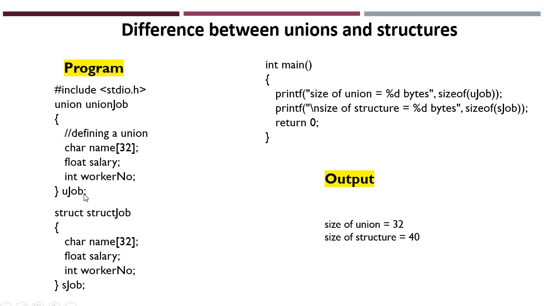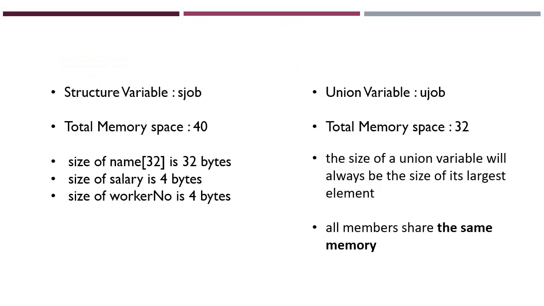The same thing has been defined in the struct also, with the same memory, that is, the array size. Here u job is a union variable and here s job is a struct variable. Inside the main function, I have printed the size of the union first with the help of the sizeof function, and then printed the size of the structure with sizeof s job, then return 0. While executing this program, we get the size as 32 for the union and 40 for the structure. So from this program, we came to know that the memory space occupied by a union is less than the memory space occupied by a structure.